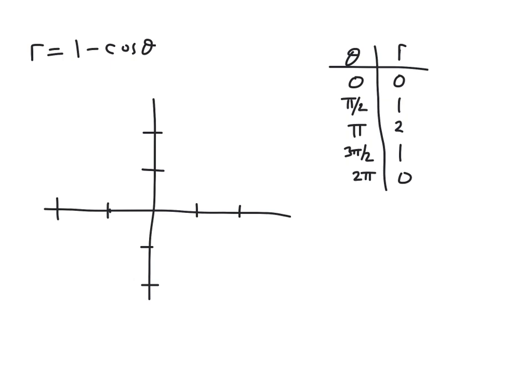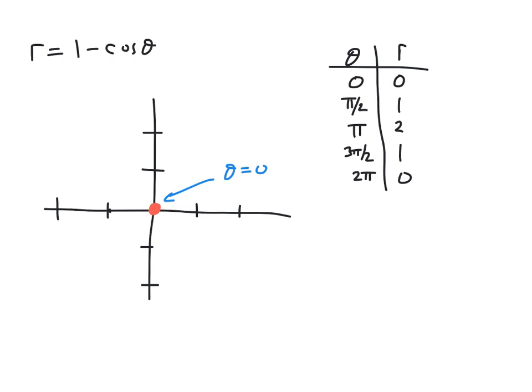So for the first point, 0, 0, we're going to turn 0 radians, which means we're going to look along the positive x-axis. We're going to go out 0 units and mark our point, and of course that describes our origin. Right? So this point here is corresponding to theta equals 0, that point in our table.